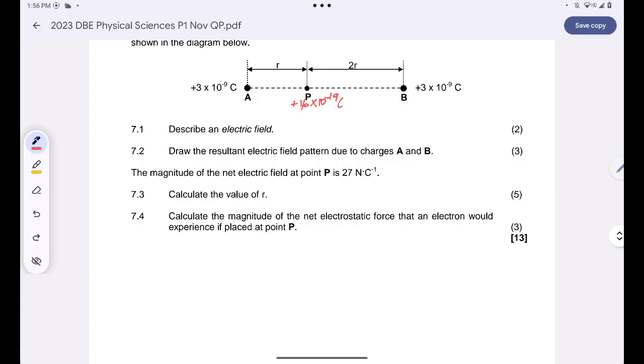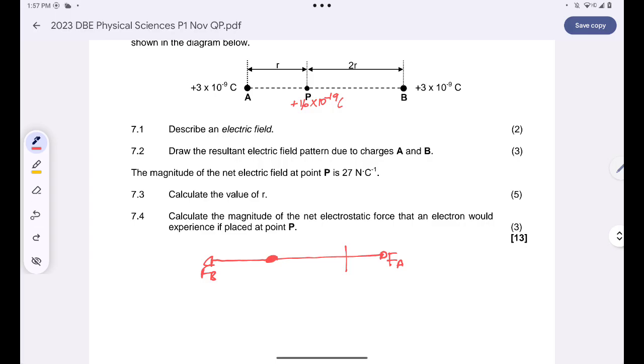Okay, we are given the net electric field, right? So at point P, the point charge P will experience a force of repulsion due to charge A, and the force of repulsion as well due to charge B. You can see that, guys, my two lines are not of the same magnitude. This one is greater than this one.